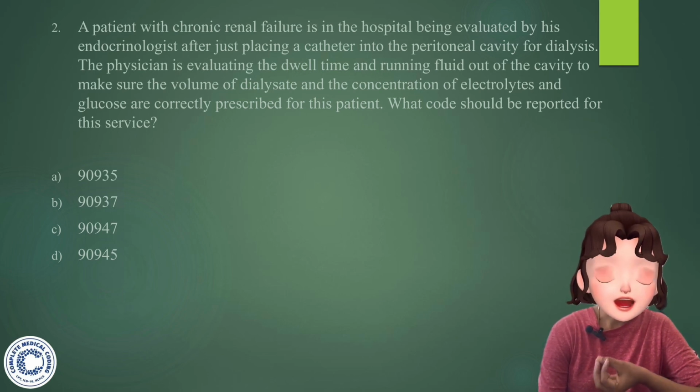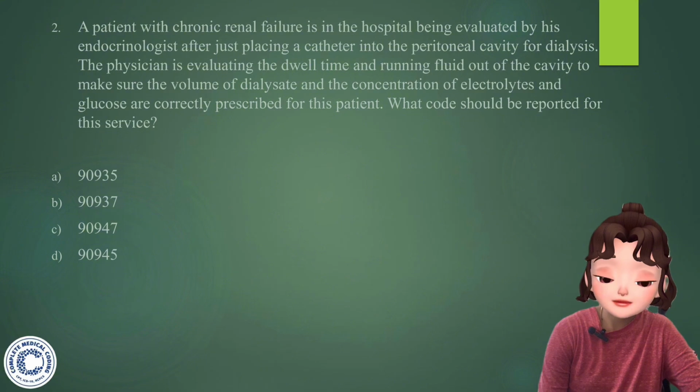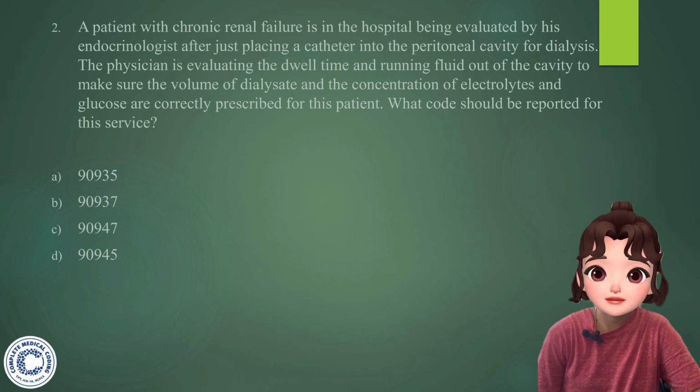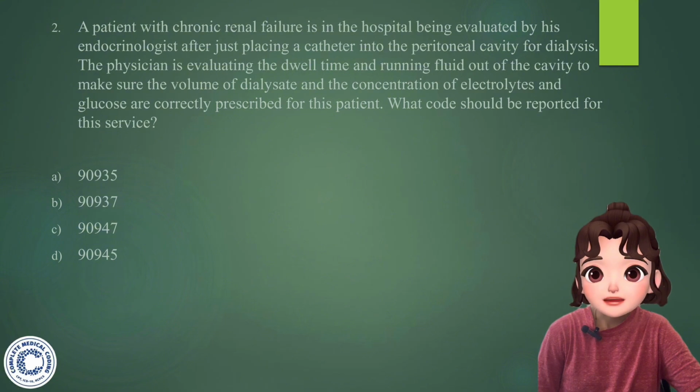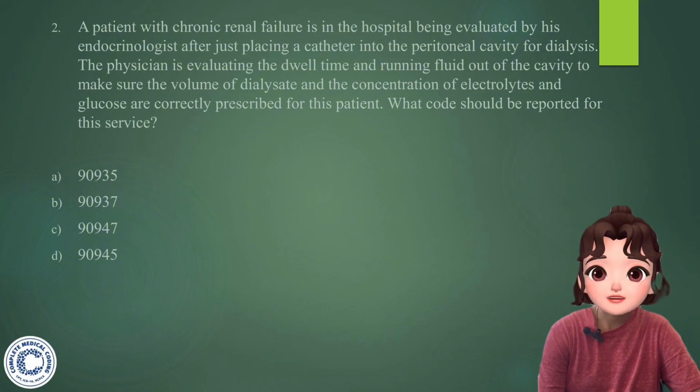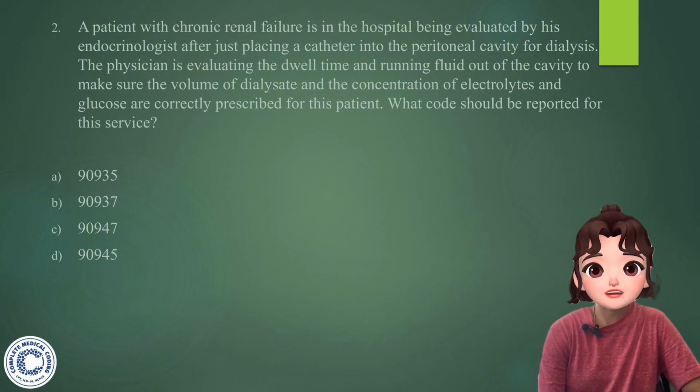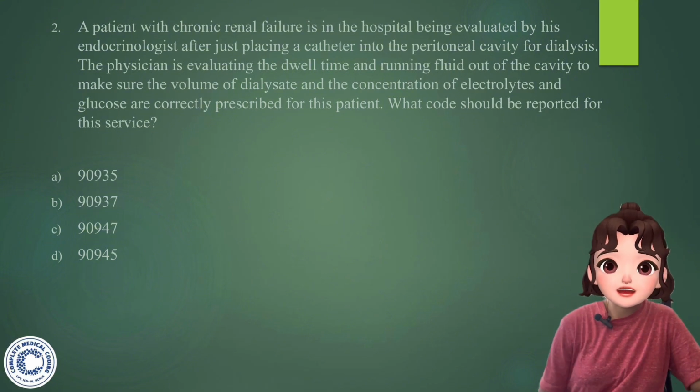So this is dialysis other than hemodialysis, which means you have to find out initially what type of dialysis is mentioned in the question. What is in the first sentence? A patient with chronic renal failure is in the hospital being evaluated by his endocrinologist after just placing a catheter into the peritoneal cavity for dialysis. So, placing a catheter into the peritoneal cavity, that is a procedure that the physician has carried out here.